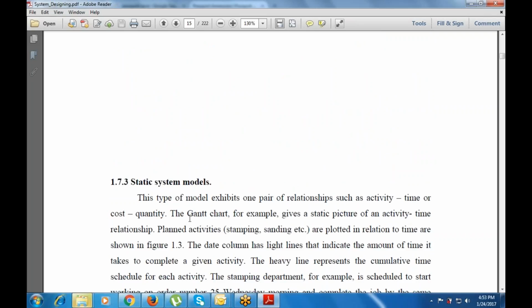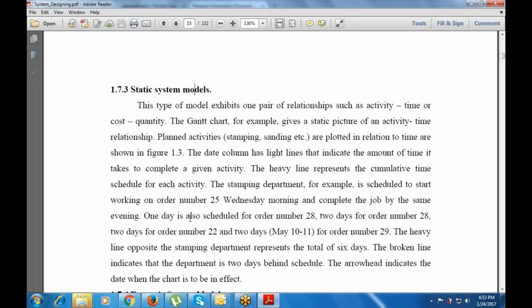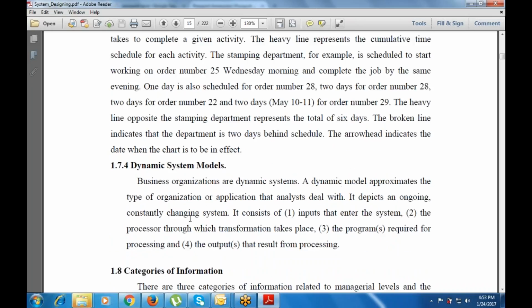This model exhibits one pair of relationships, such as activity, time, or cost quantity. The Gantt chart provides a static picture of an activity-time relationship. When it is about the planned activity, the activities are plotted in relation to time, as shown over here. And then there is the dynamic model that is used over here.